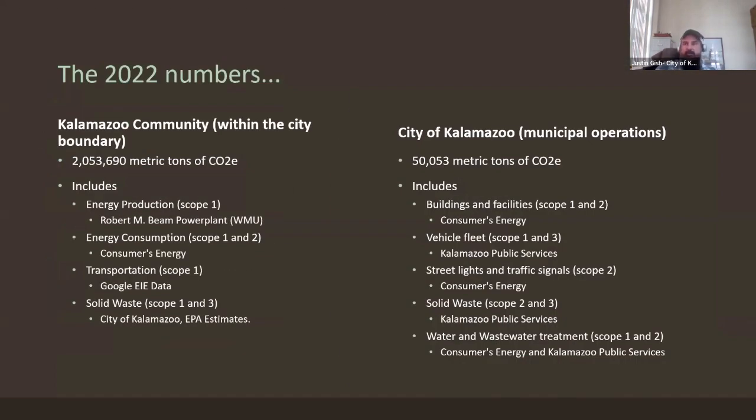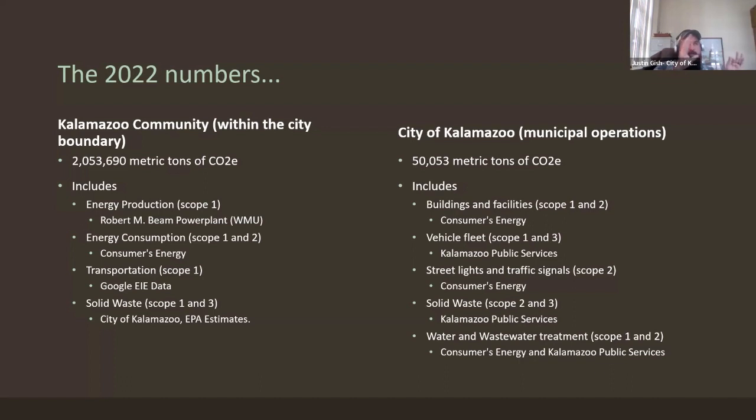So in 2022, which is, I started this in 2023, 2022 was the last year where I had a good whole year's worth of data. The Kalamazoo community emitted 2,053,690 metric tons of CO2e. That includes energy production, that's the WMU power plant, energy consumption, that's all of our homes and businesses and industry here in the city, transportation, all the cars, everything that moves around in the city, and then solid waste. So that's the community at large, 2 million.